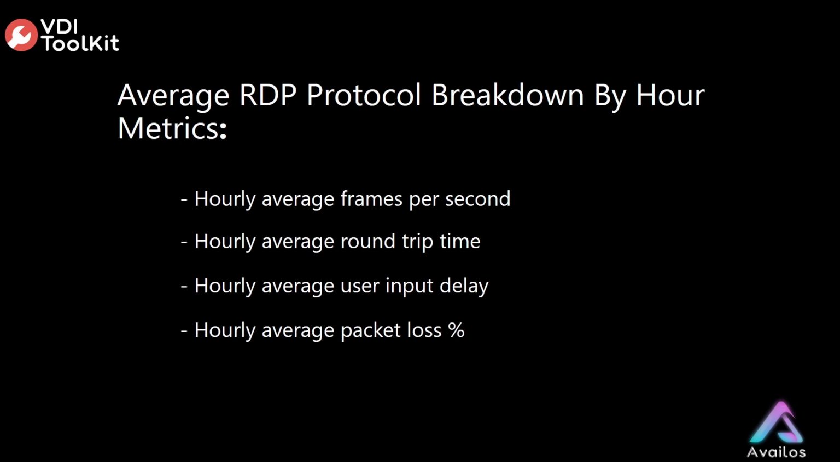The RDP protocol breakdown by hour metrics provide information on hourly average frames per second, hourly average round trip time, hourly average user input delay, and hourly average packet loss. This provides information on metrics by hour of day, allowing you to determine if performance degradation is only occurring at specific points in the day.